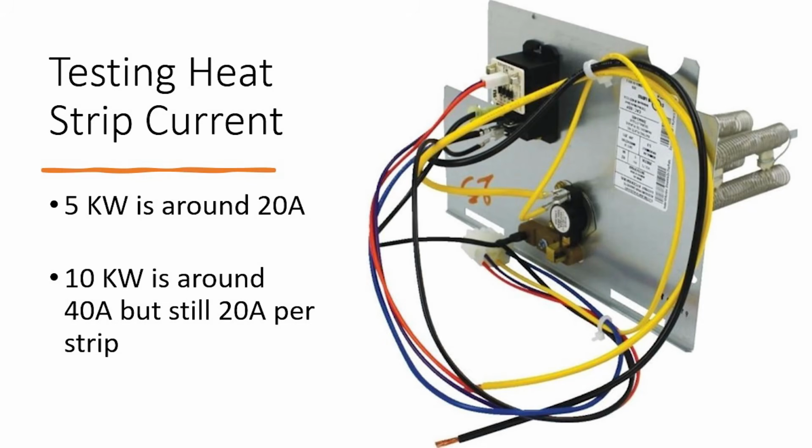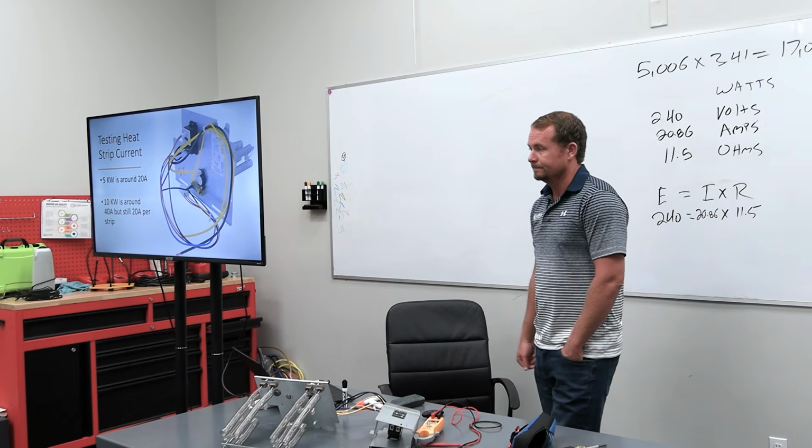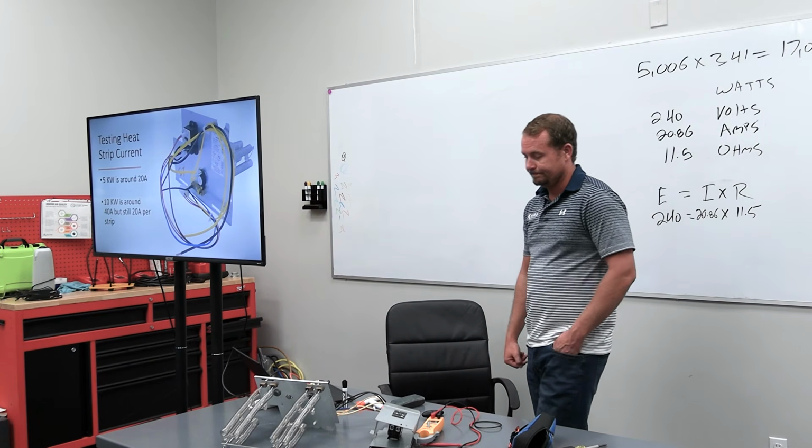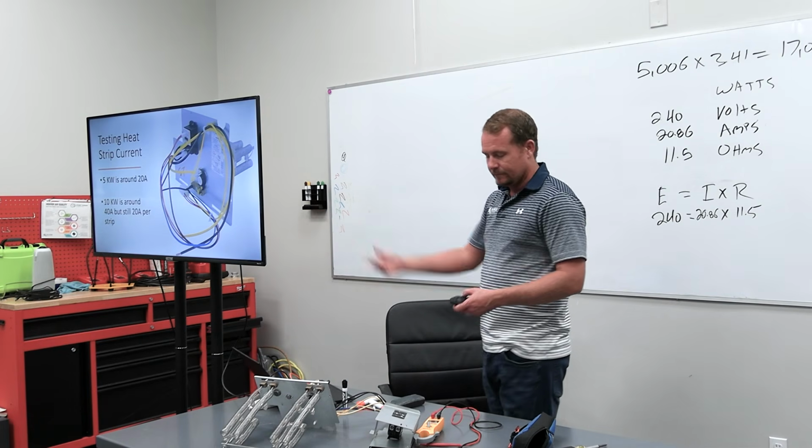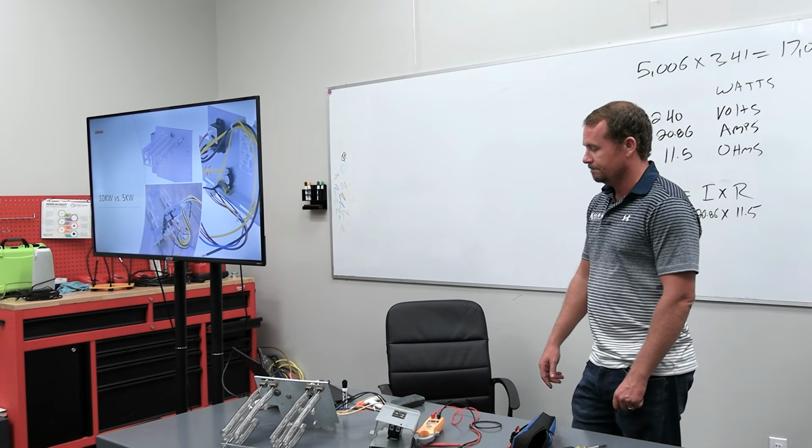10 kilowatts is around 40 amps, but it's still 20 amps per strip. So if you imagine this is 10 kW, this is actually a 9 kW strip, but if it was a 10 kW strip, you'd have 5 and 5. So you could still measure them individually. You put your amp clamp on the black wire that feeds one side of the strips, 20. If you went to the main leg that feeds it, your main input, or you put it under both wires at once, then you would measure 40. Make sense? Cool. But it's still going to generally be a maximum of 5 kilowatts per strip.